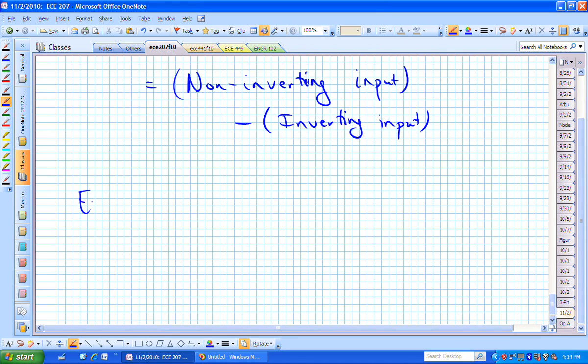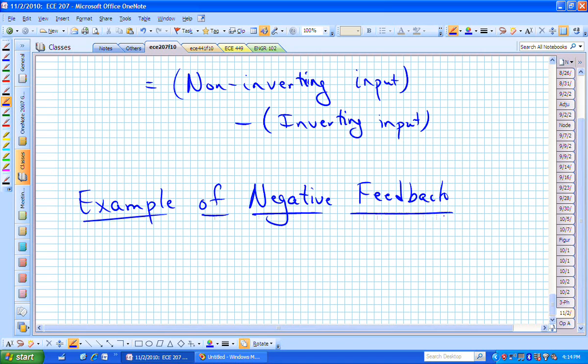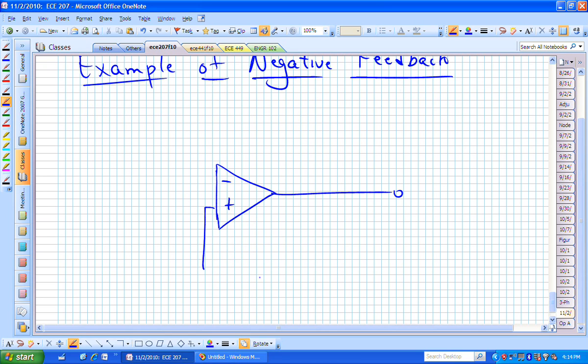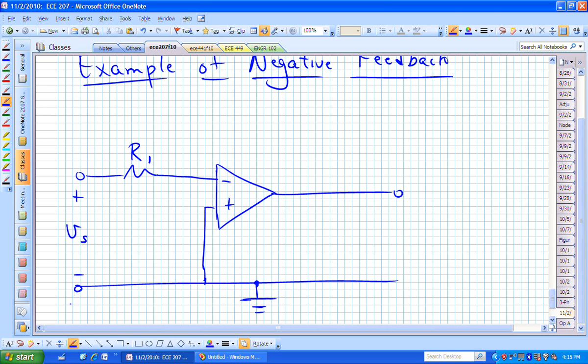Let's hook up a particular op amp to illustrate negative feedback. And really the reason that we're doing this is so that we can operate these op amps in their linear operating range. We do not want to hit the rails, is the idea. Here is my op amp. Here's my output. And I'm actually going to connect the non-inverting lead to my reference node or to ground. And I'm going to hook up my inverting terminal through a resistor to my source voltage, V sub S. And here's my output voltage, V sub O.